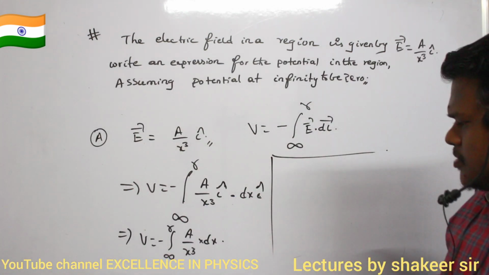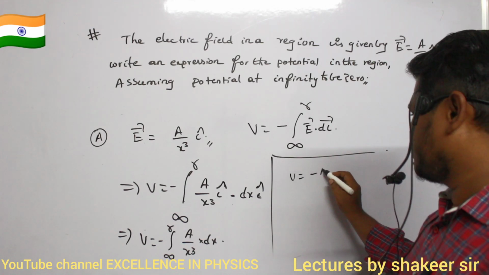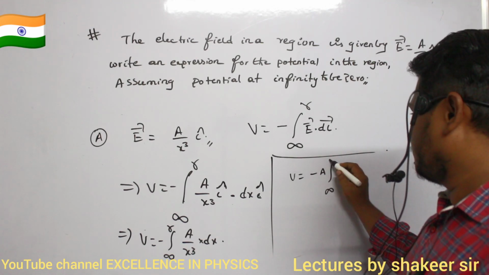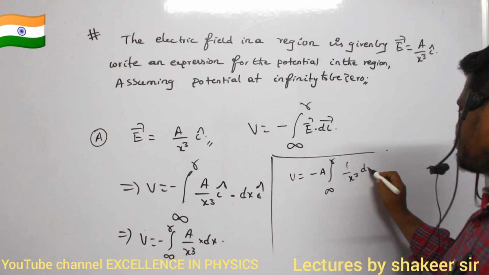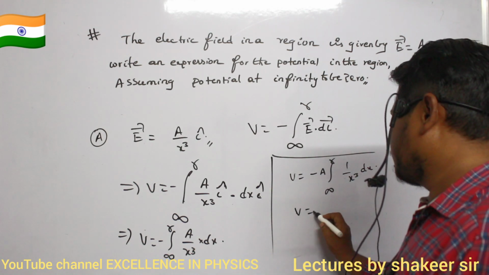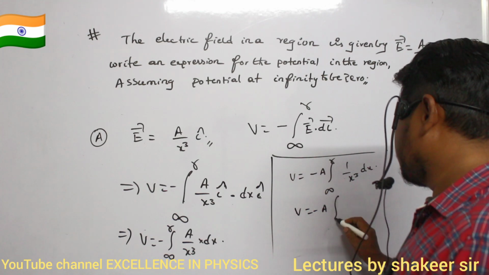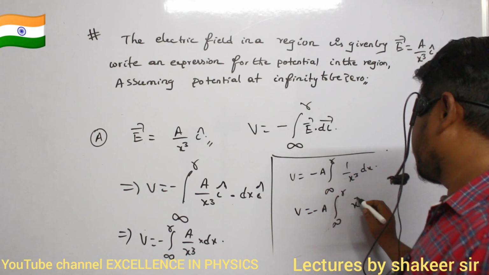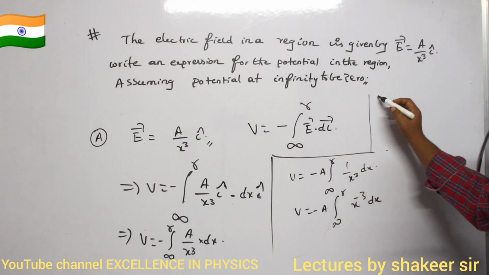Now what are the constants? A is a constant, no? So I will take it out of the integration. So V is equal to minus A integration, limits applied from infinity to r, of 1 by x cube into dx. Clear? So what is the integration of 1 by x cube into dx? V is equal to minus A integration from infinity to r of x power minus 3 dx. Okay, so integration of x power minus 3 dx is how much?